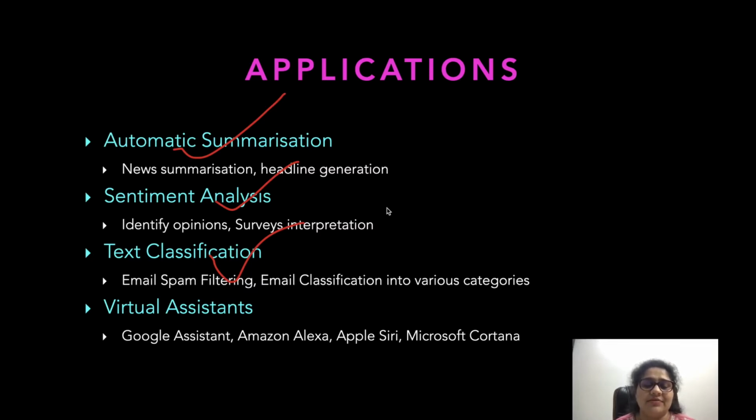So in text classification, what happens? We'll discuss the email spam filtering example. I had already given you that Gmail example. What happens if any junk email arrives in your inbox? Gmail machine learning algorithms will filter them out, identify them and send them to the junk or spam folder. All right. Or another example is email classification into various categories.